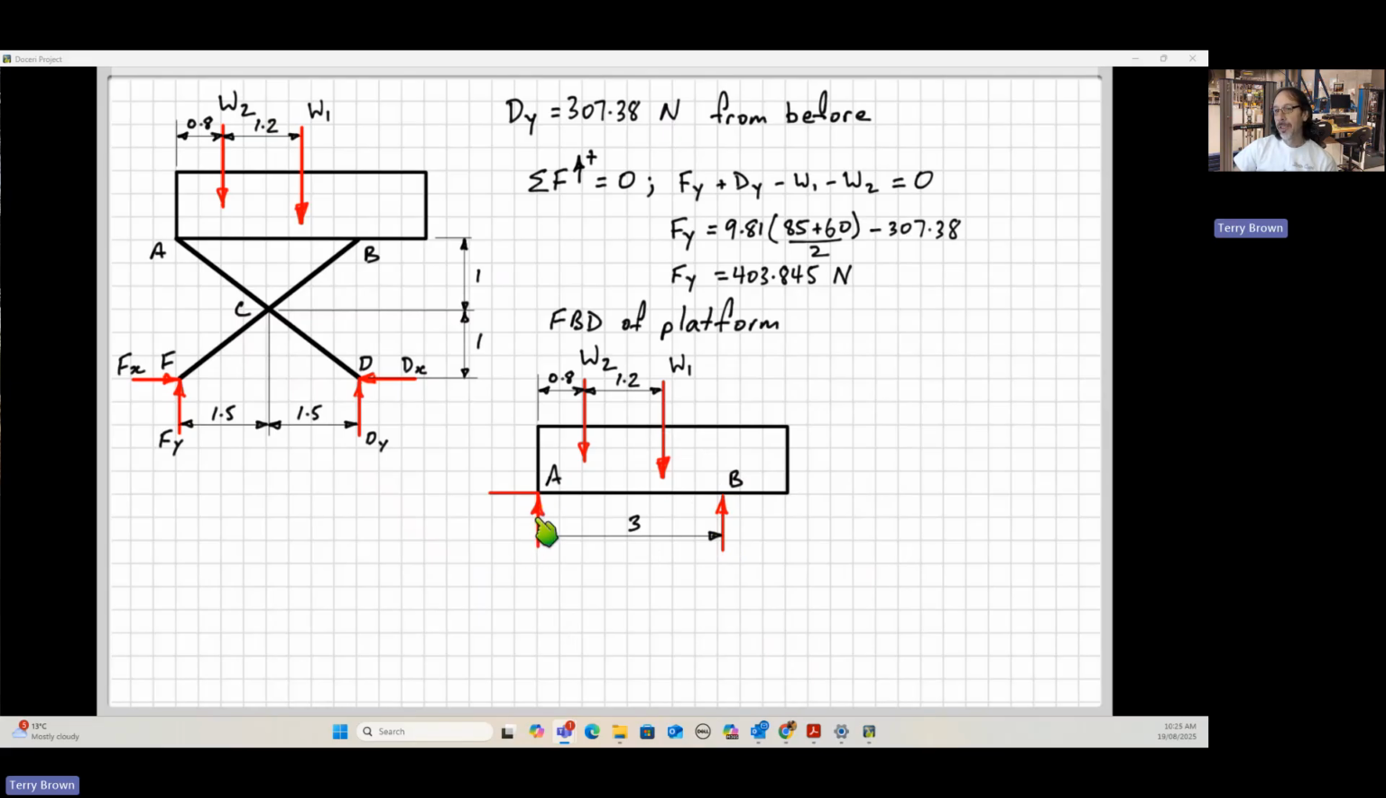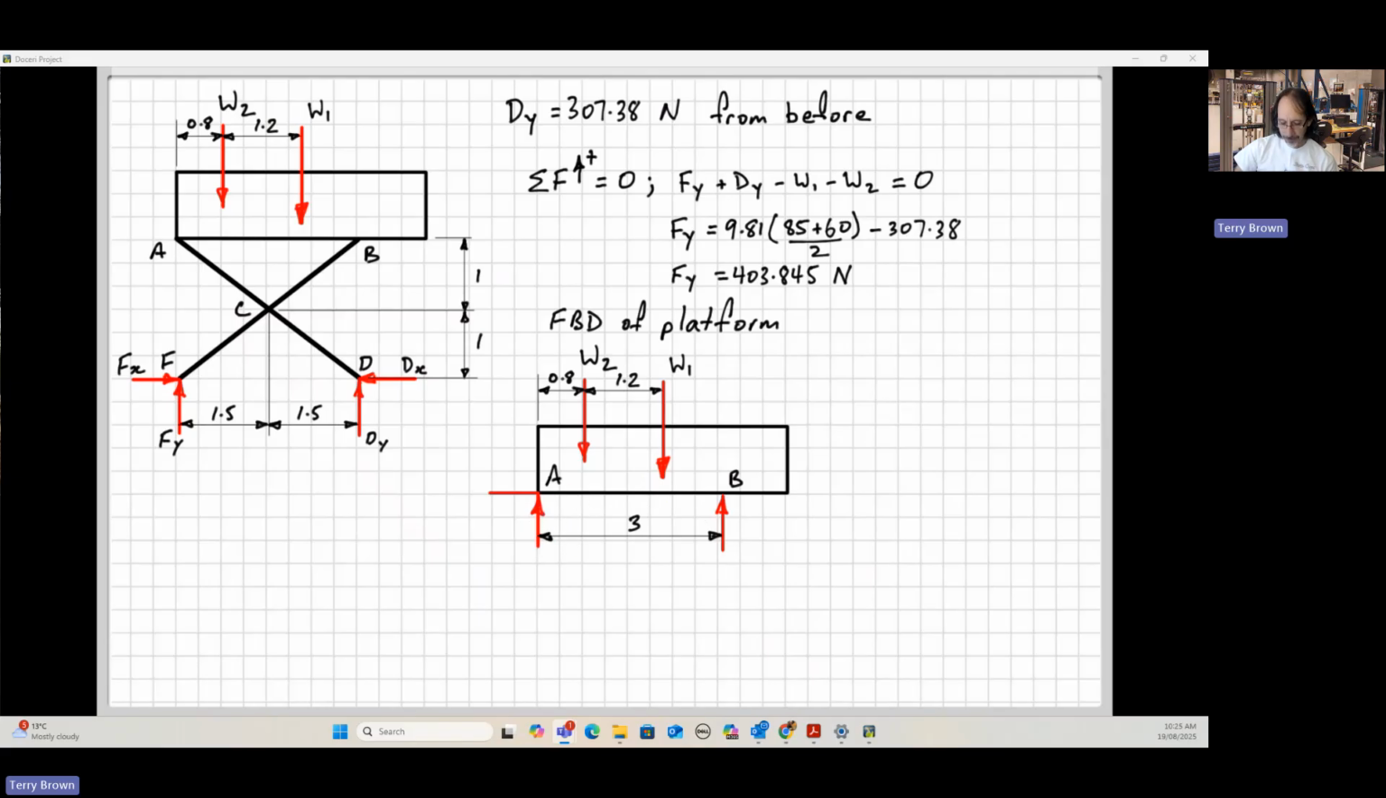And then over here, you can do the same thing again. Take moments, or imagine you're taking moments about point B. These ones are causing an anticlockwise moment. So this one needs to cause a clockwise moment for equilibrium. So that one's pushing up. If you can't do this, thinking through this in your head, you can just assume a sense of these forces, and then your algebra will tell you whether you got it correct or not.